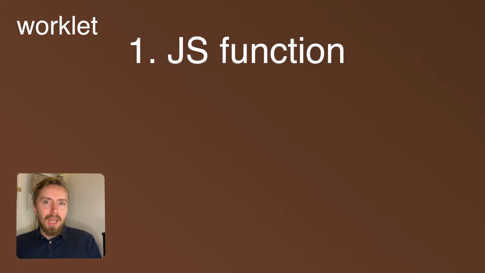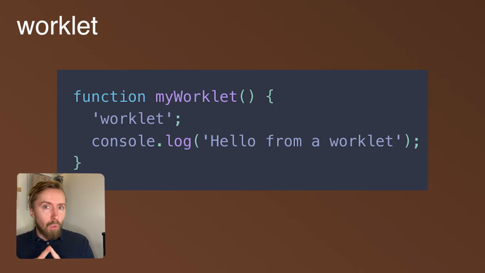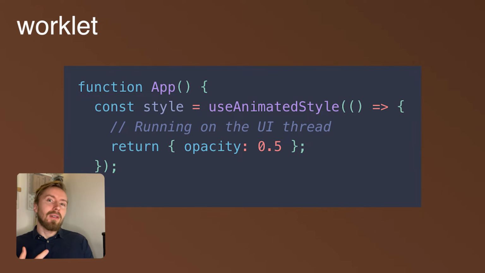Reanimated's second load-bearing concept is the worklet, another odd name. A worklet is a JavaScript function which can be invoked by the UI thread on a second JavaScript runtime, which Reanimated spins up specifically for the purpose of running worklets. We'll get to why, but first, how does it do all this? Reanimated actually has a Babel plugin, which before runtime, when your app is being built, looks through the code for functions that are either marked with an explicit worklet directive or functions that are passed to a Reanimated hook, which always workletizes the functions passed to it.